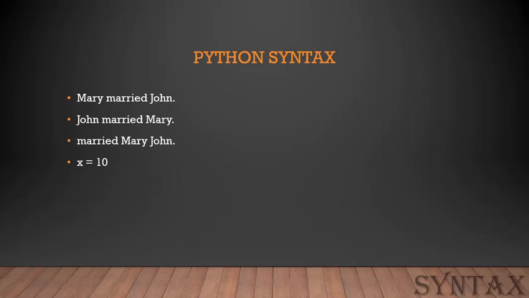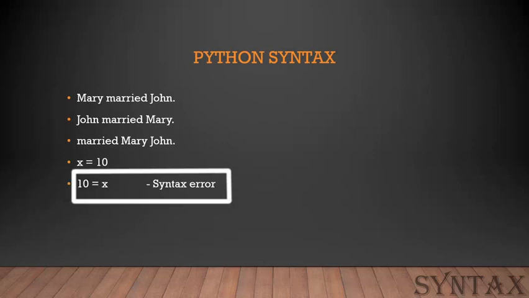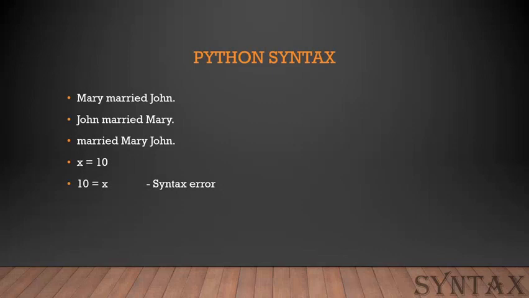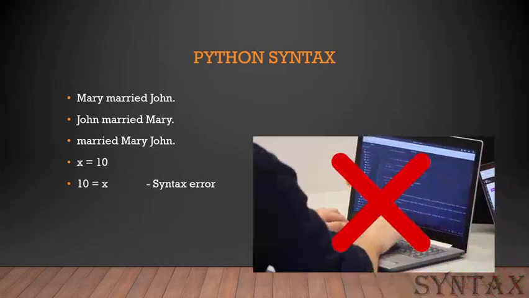If you try the reverse way, what happens? 10 is equal to x. If I write this code and show it to someone else, he or she will be able to figure out that 10 is equal to x means you're declaring x as 10, which will work for humans. But this does not work with systems. It will directly tell us a syntax error.